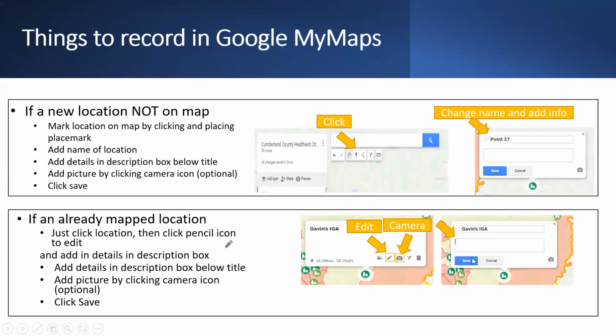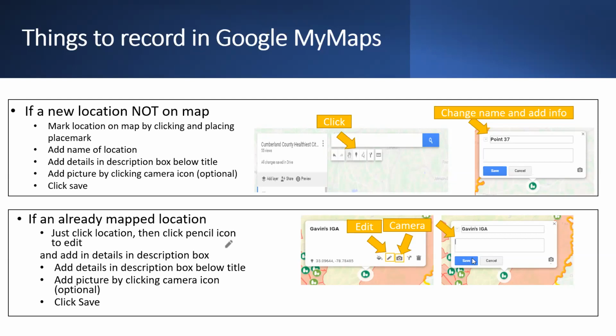So, things to record in Google My Map. If it's a new location that's not on the map, then we want you to mark that location on the map by clicking and placing a placemark. Then add the name of the location, and add details in the description box below the title box. If you want to add a picture or video, you can click on that camera icon and upload them that way. Then we want you to click save. At that point, it'll be in the map for other people to see.